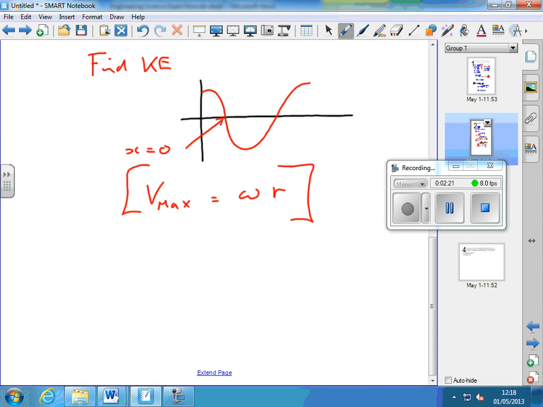So to get the kinetic energy as it passes through its midpoint, we're after this V max. So you use omega r to calculate that, and then we plug that into the formula for the kinetic energy, which again you need to remember, a half times the mass times velocity squared. So once we've got this maximum velocity, we can find the kinetic energy as it passes through the midpoint. So go ahead and do the calculation.